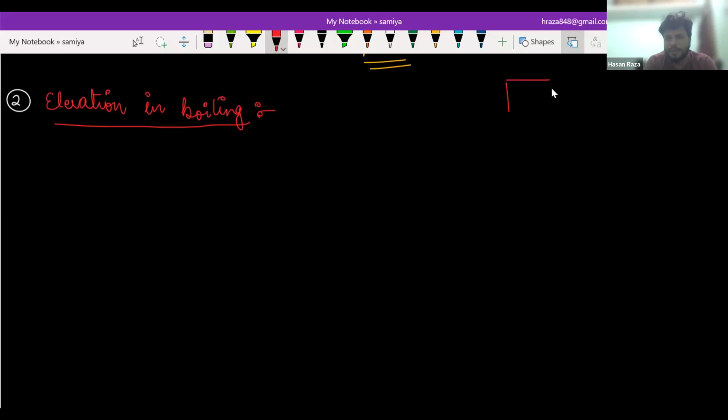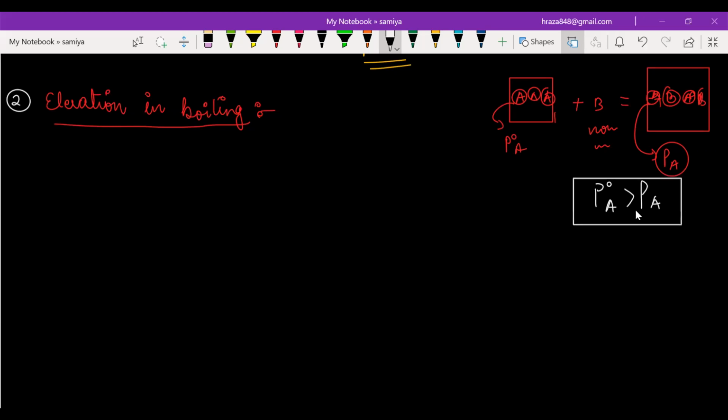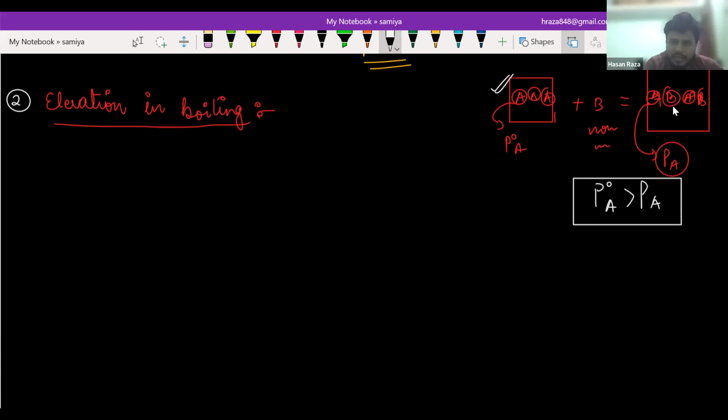At that time, you both answered me that this is A, so this is P naught A, and this is B, a non-volatile solute, mixed in a bigger container. This is basically PA, the partial pressure of A. So you answered that P naught A is greater than PA. Yes or no? Yes. So the vapor pressure of this is greater than the vapor pressure of this solution.